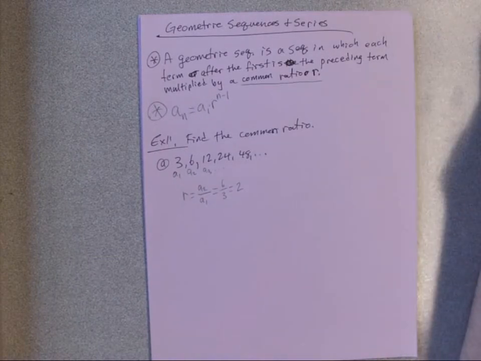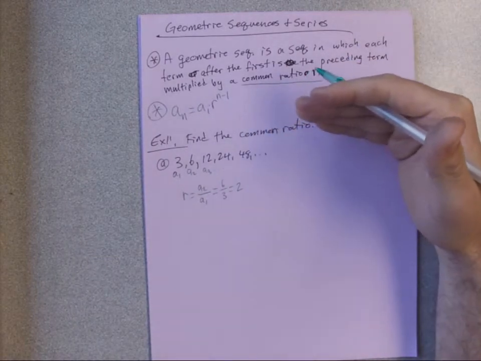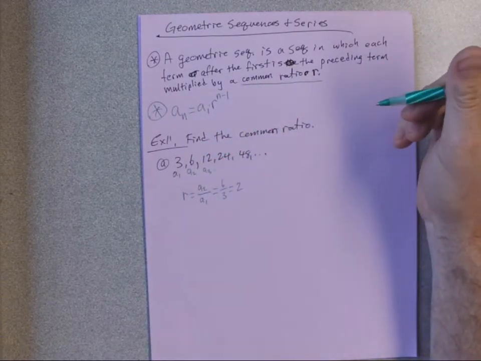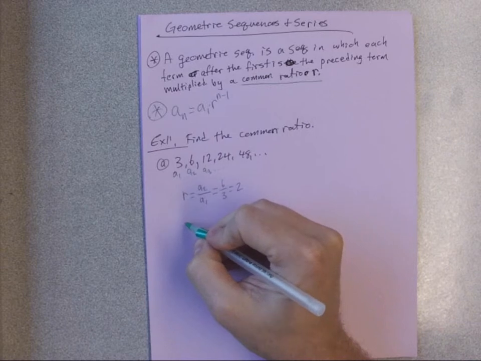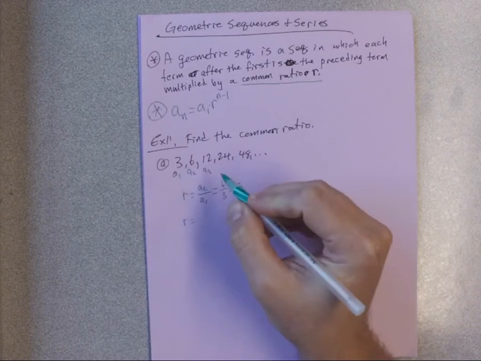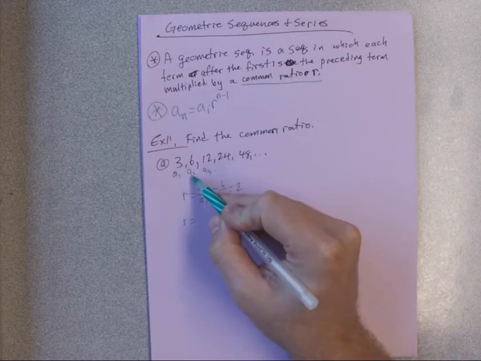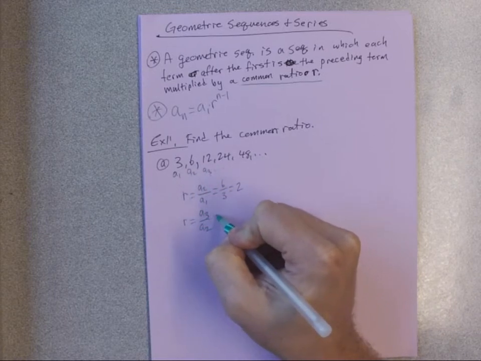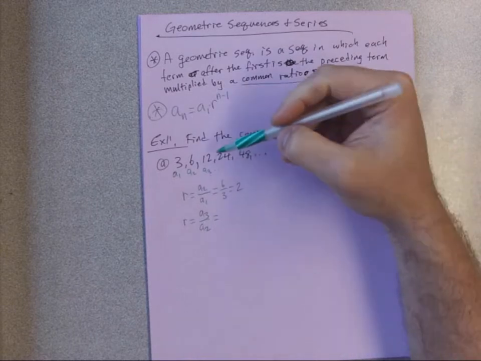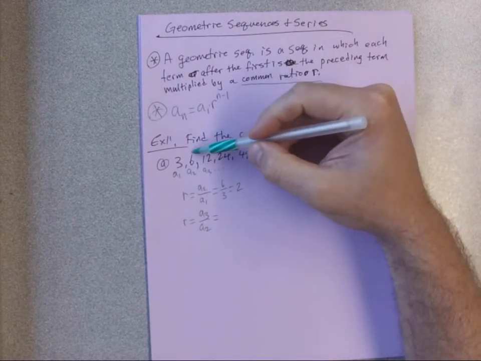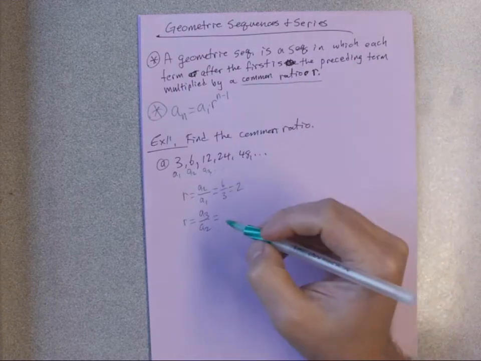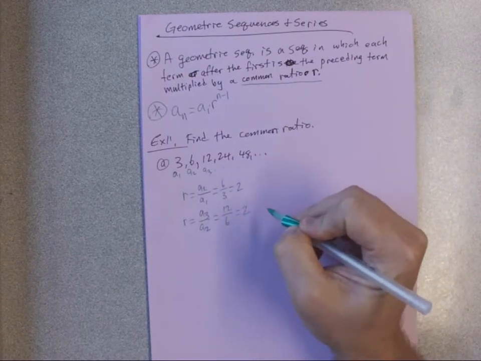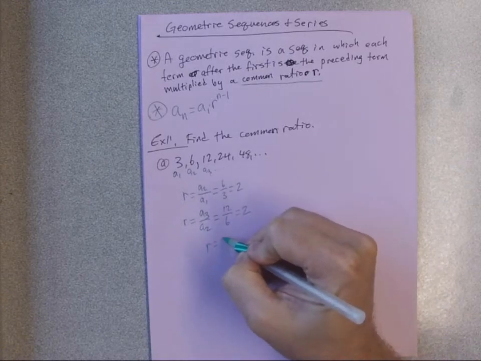Alright, and so you typically want to check several of these ratios to make sure that it really is a common ratio and that they're the same throughout. So let's try one more. Let's do a3 divided by a2. You just take the term you're on and divide it by the preceding term to get your common ratio. So a3 is 12, a2 is 6, which is 2. So my r will equal 2 here.